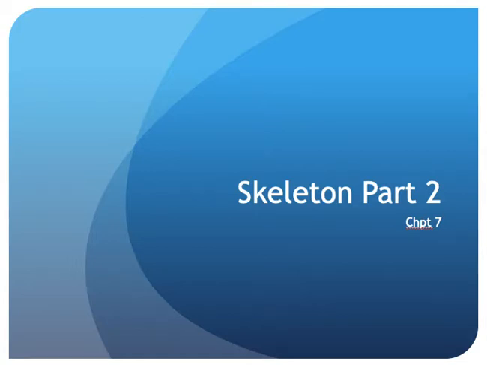In the first two audio lectures, we looked at the axial skeleton. Now we're going to look at the first part of the appendicular skeleton, which is the upper extremity. And then we'll finish chapter 7 off by coming back and looking at the lower extremity.